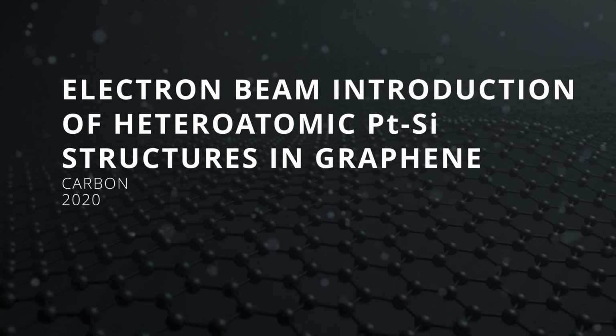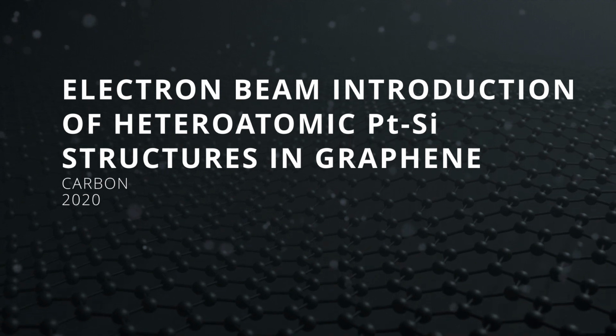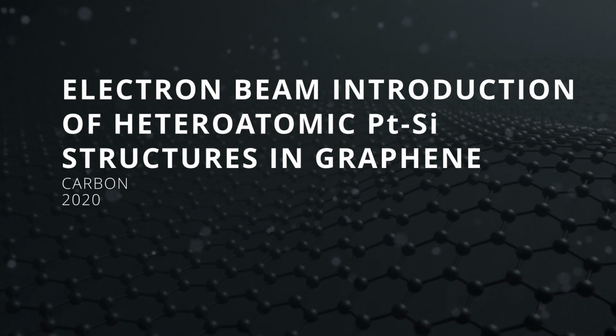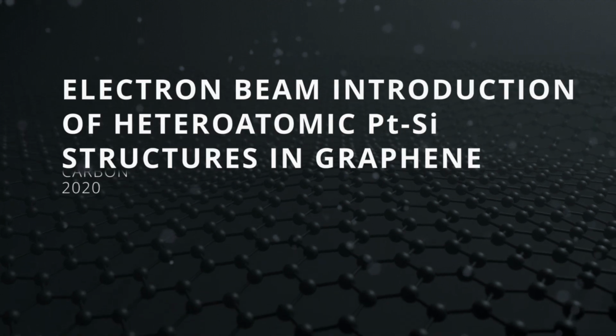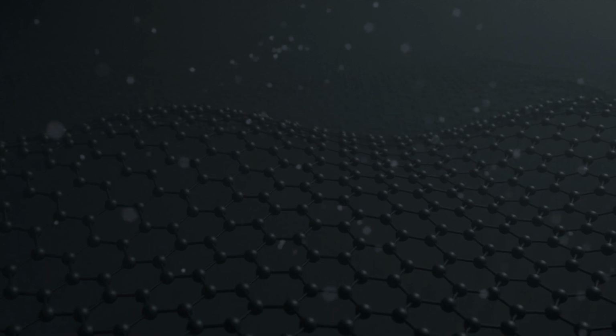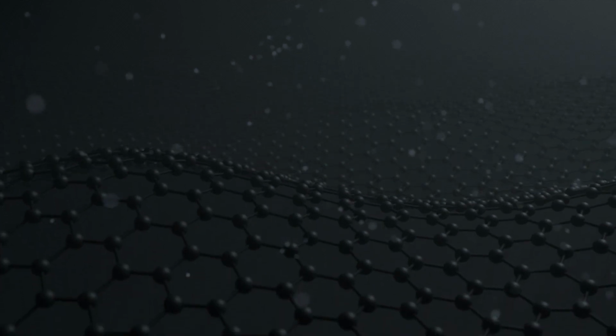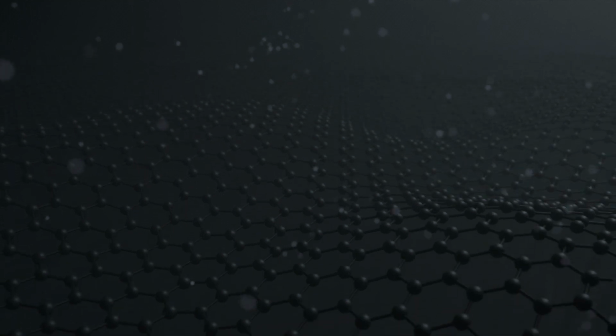Electron Beam Introduction of Heteroatomic Platinum-Silicon Structures in Graphene. This paper was published in the journal Carbon in 2020. This work is part of a larger, overarching research thrust, where the goal is to develop a fundamental understanding of atomic processes and beam-matter interactions that collectively enable atomic-scale fabrication technology.